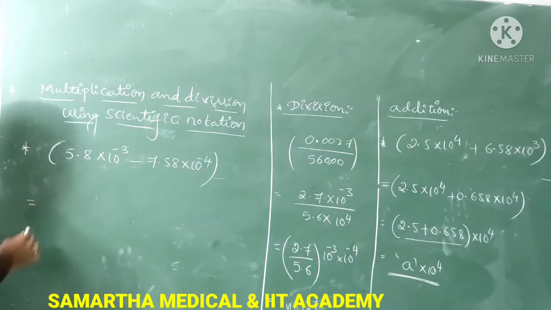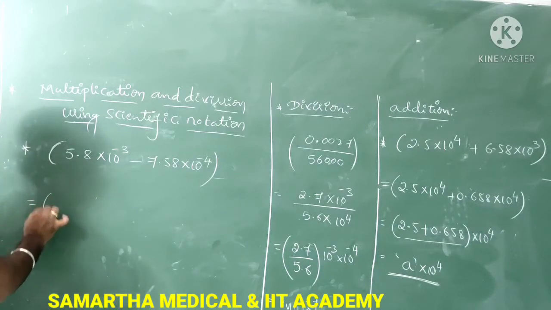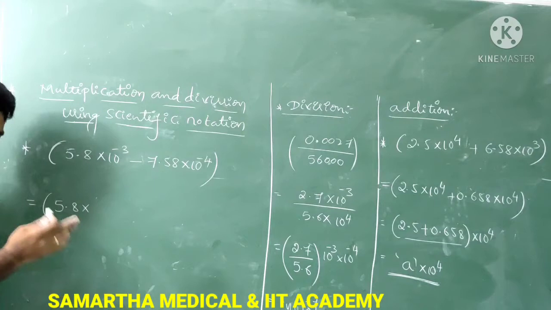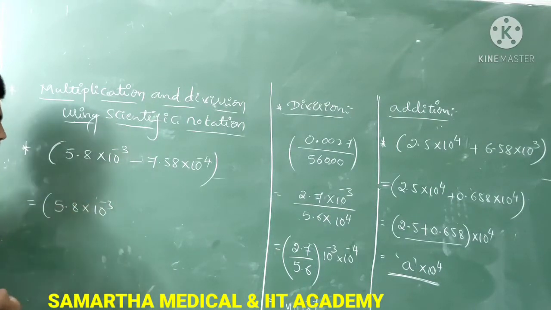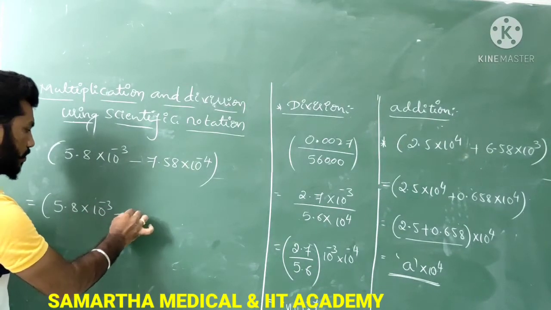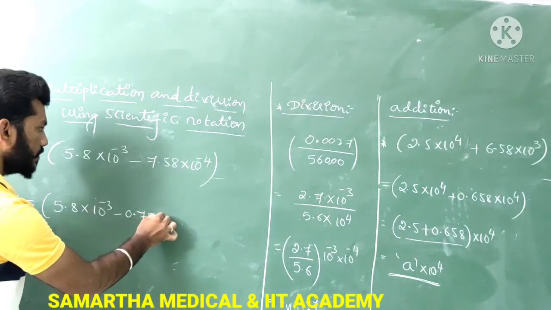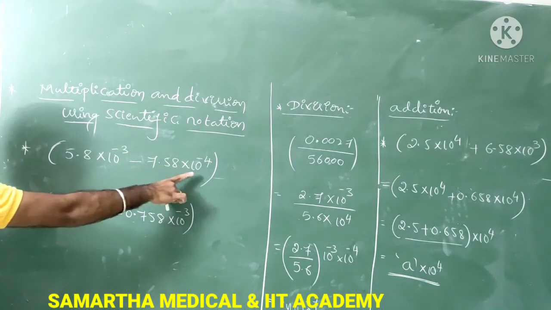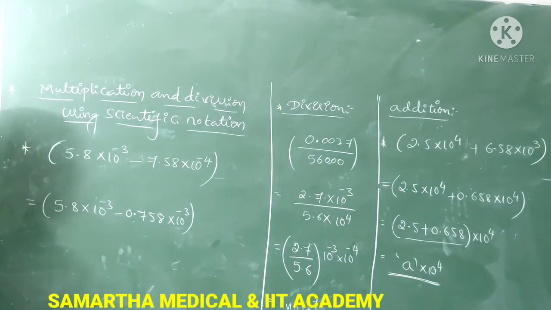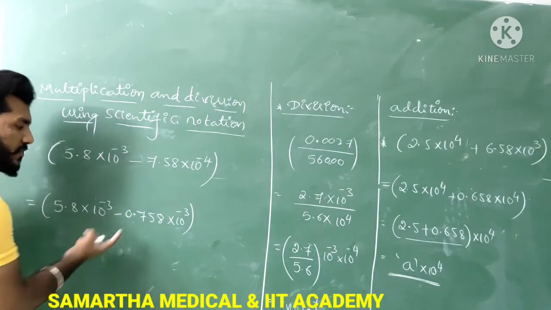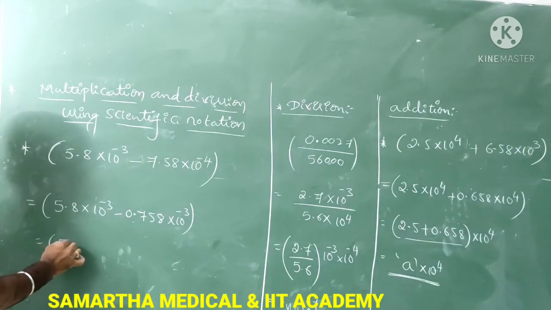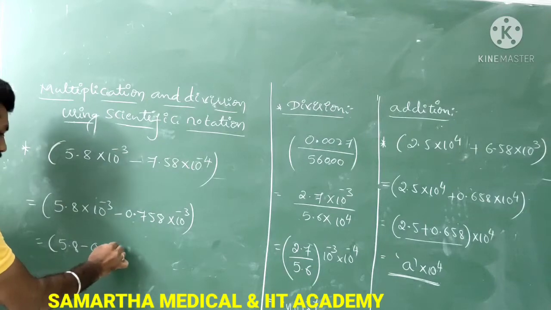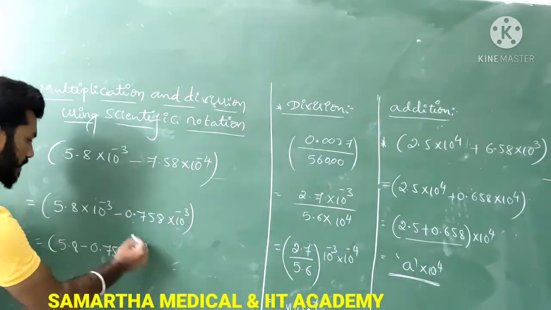So 7.58 into 10 to the power of minus 4, and I have to shift the decimal point. So let's write 0.758 into 10 to the power of minus 3. When we shift the number by one place, it becomes 10 to the power of minus 3, because you are dividing by 10, thereby you get 0.758. Then 5.8 minus 0.758, into 10 raised to minus 3.